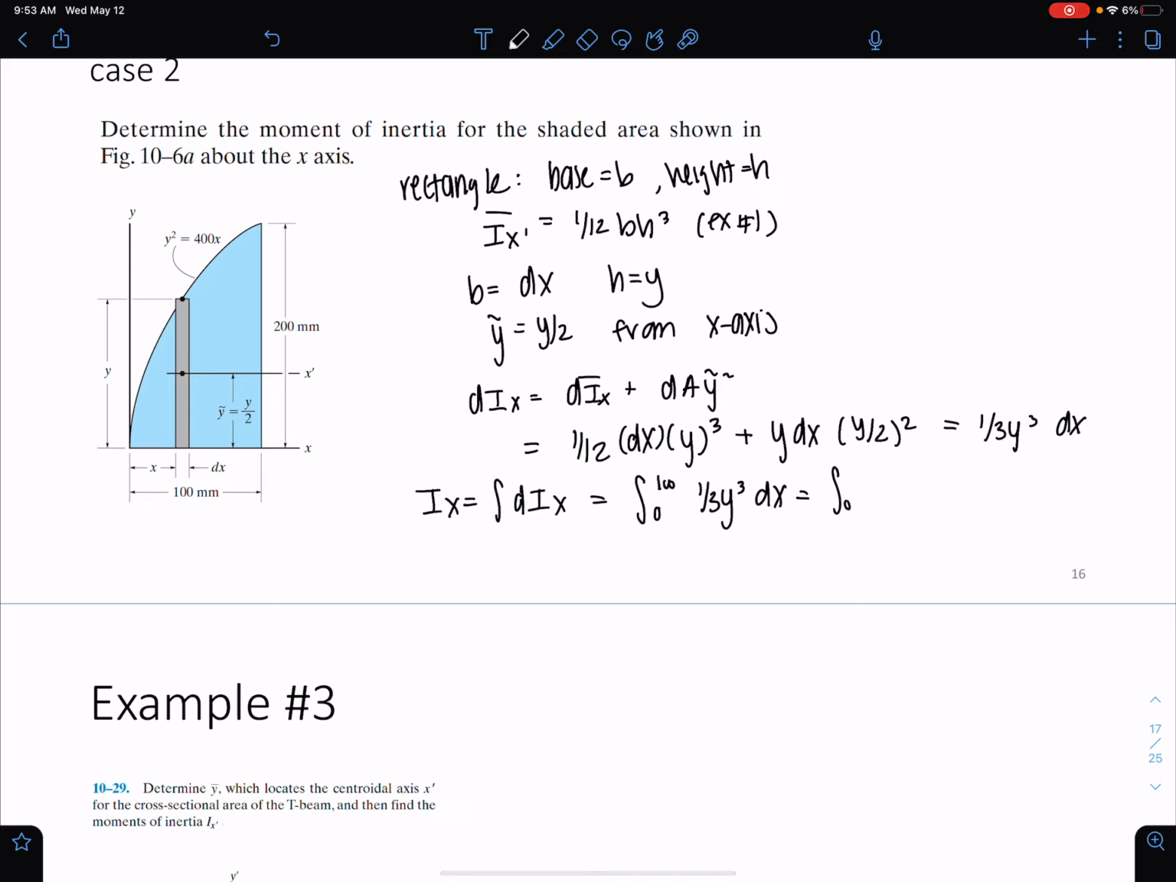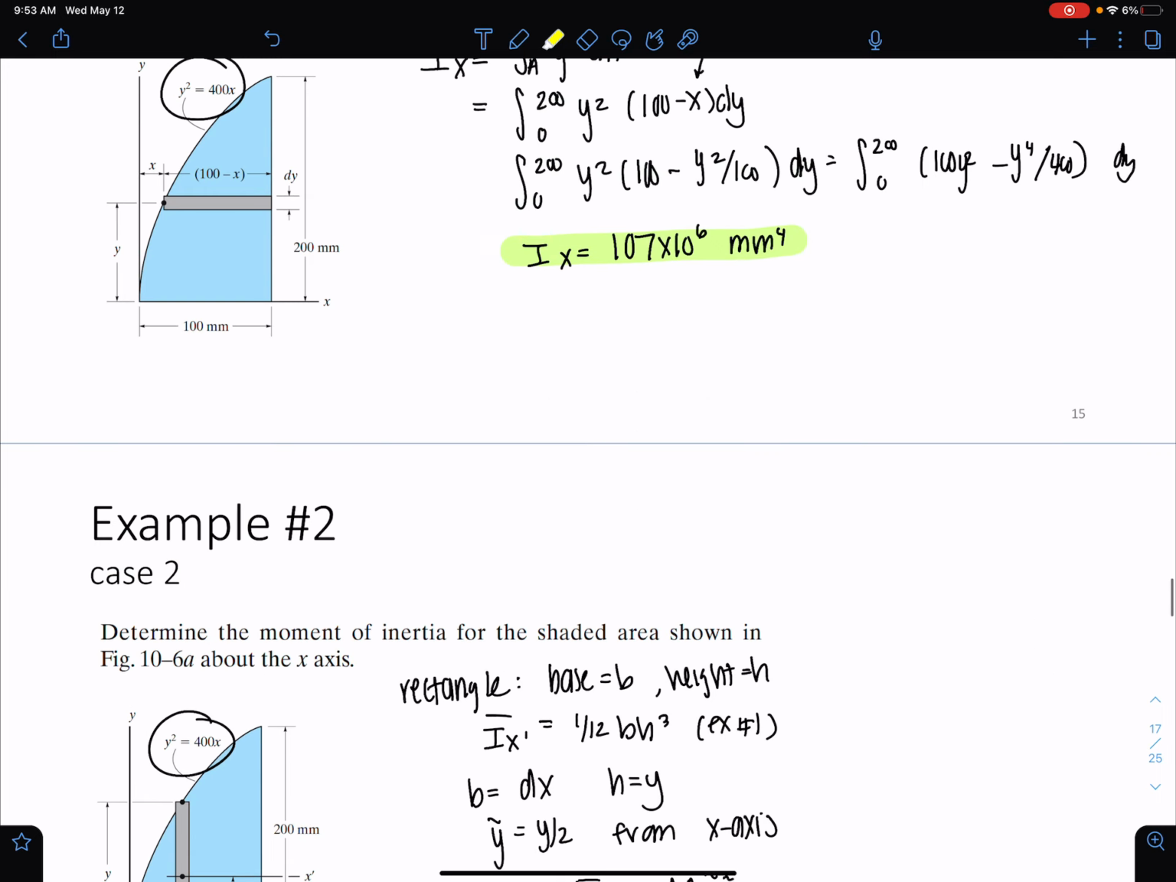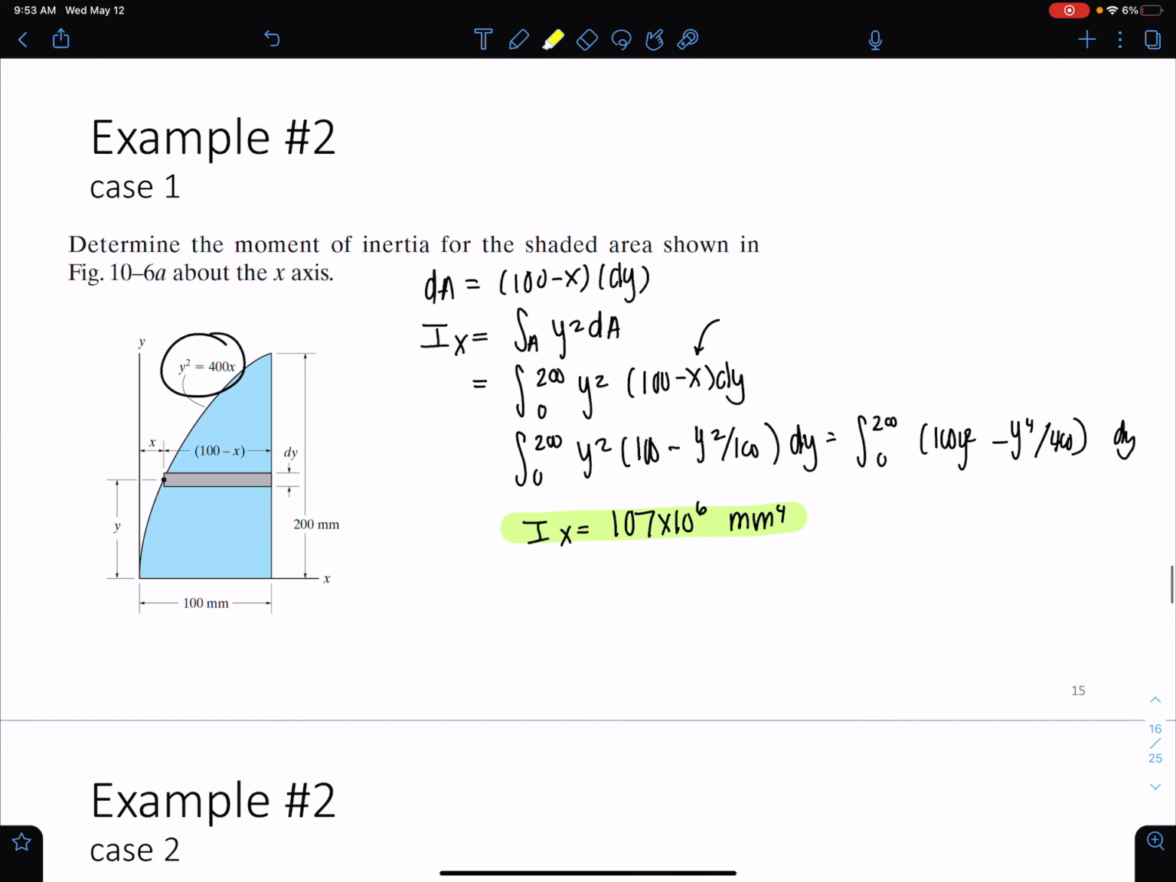And we're going to plug in the value for y because we're integrating over x here. So we need to plug in this function here, 400x to the 3/2 dx. And if we plug this result into our calculator, we get 107 times 10 to the 6 millimeters to the 4th. So we got the same answer that we got in the previous example, but case 1, case 2. So case 1 was obviously way easier, right?